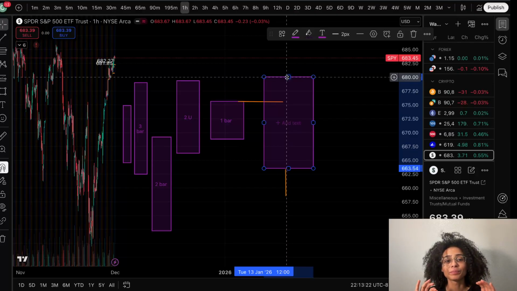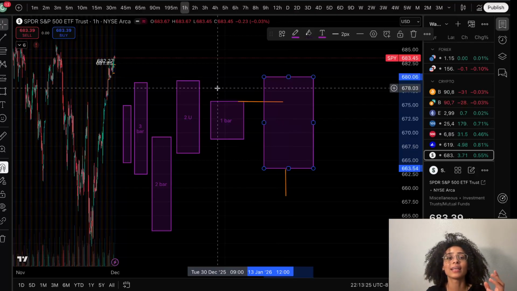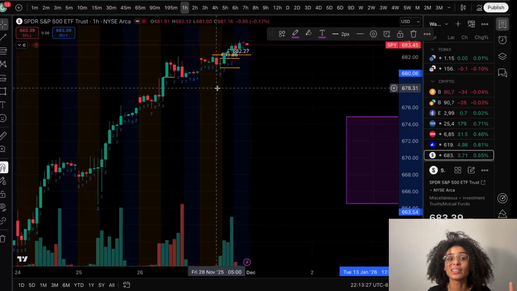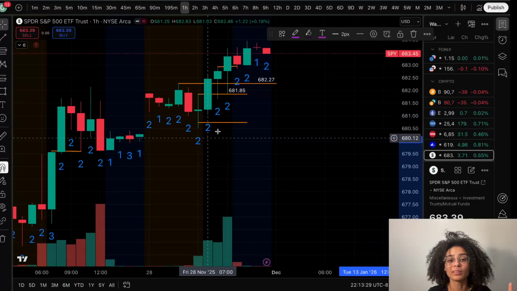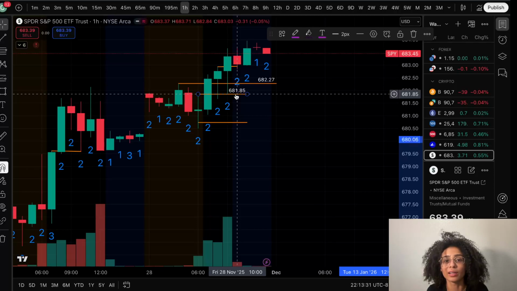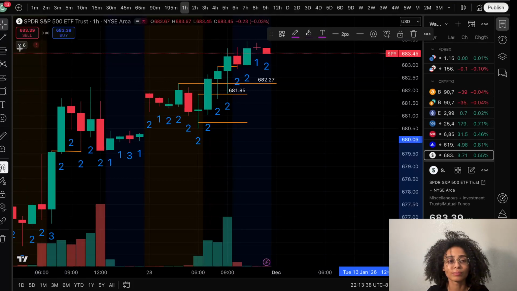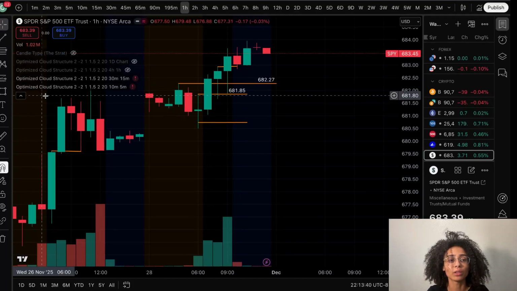And now another part about this strat is that we get a cheat. We get the numbers at the bottom of our candles. It makes it much easier. But as you really play with the strat, you don't need the numbers to tell you what is going on.